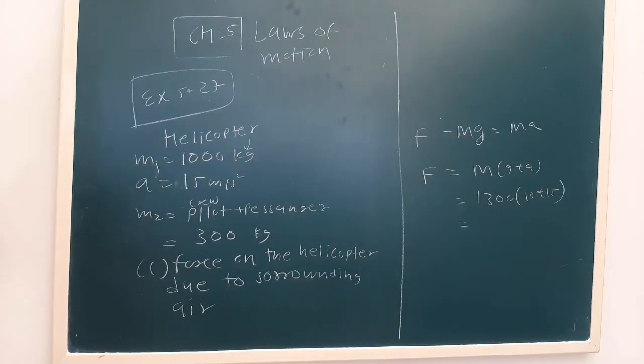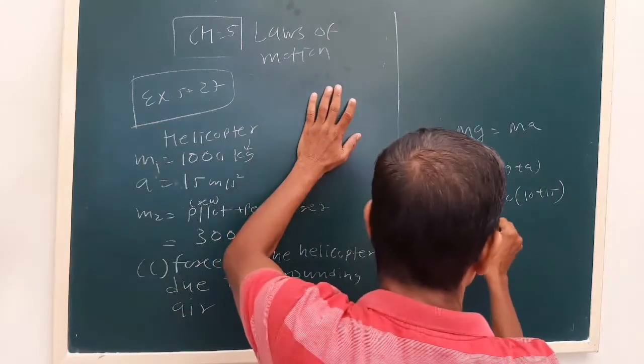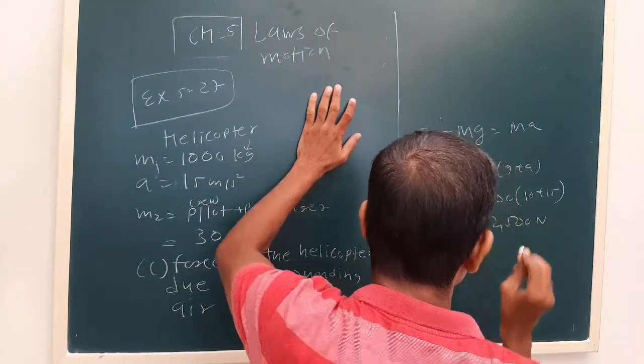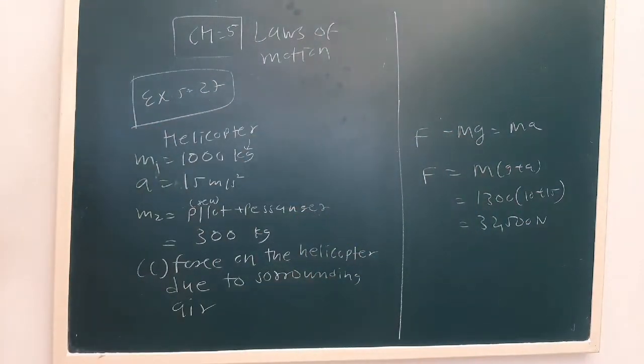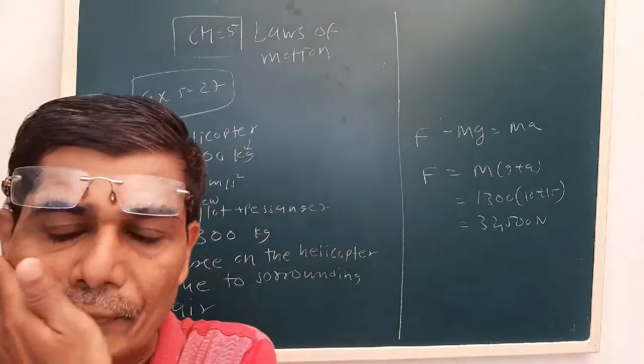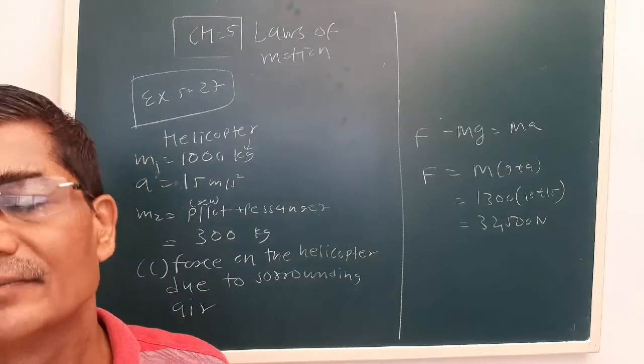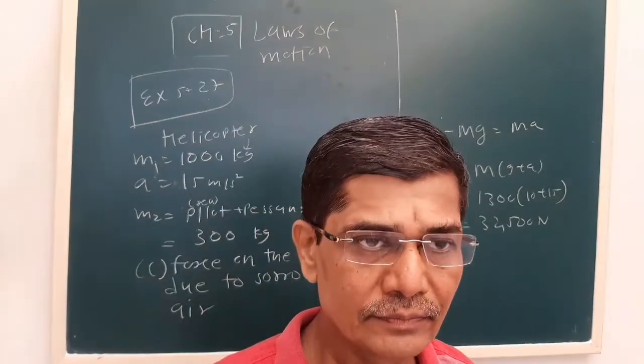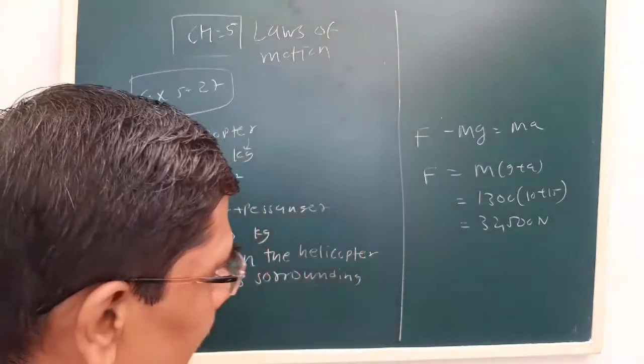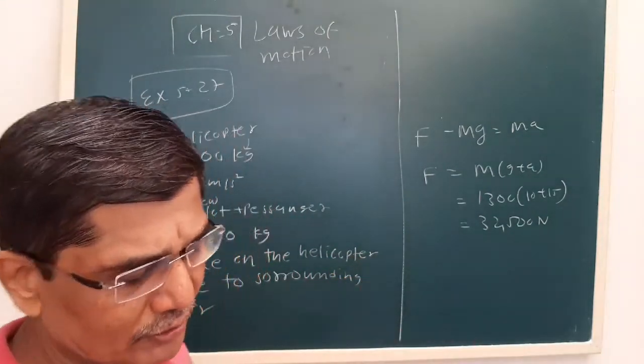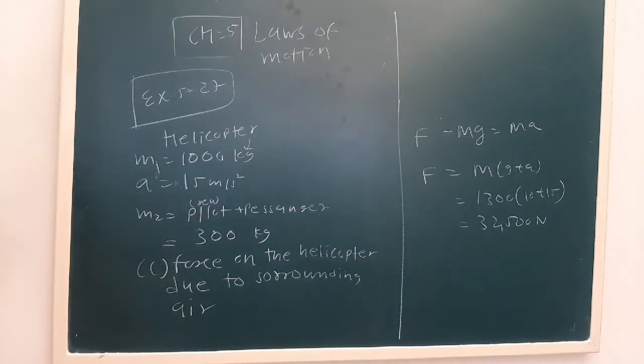The value we obtained is 32550. So this is how we can solve. Also by Newton's third law, whatever the force exerted by rotor on the surrounding air, the same force will act by the surrounding air on the rotor. So here with the same calculation, we get the answer. So this is about the exercise number 5.27.